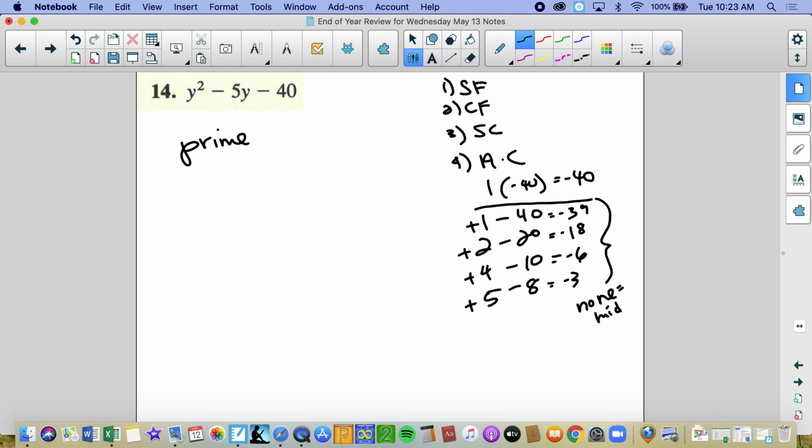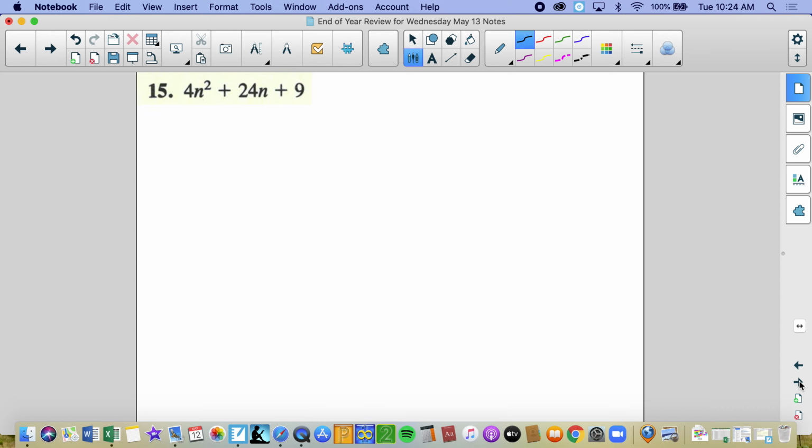And the only reason we're saying prime and we're stopping is because it's an expression. We can't factor that. We can't do completing the square. We can't do the quadratic formula because it's not an equation. So this is earlier in the chapters where we're just factoring expressions. So that answer would be prime because none of those factors equal my middle term.